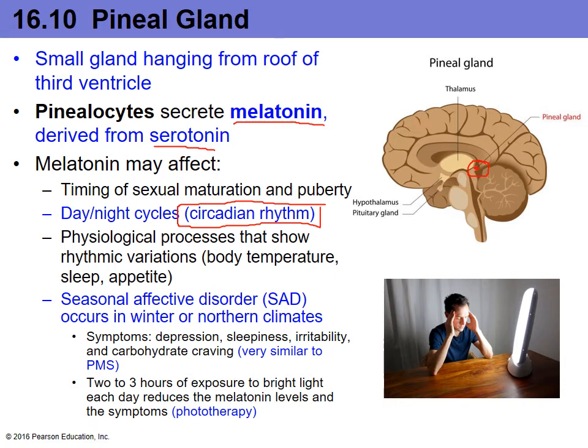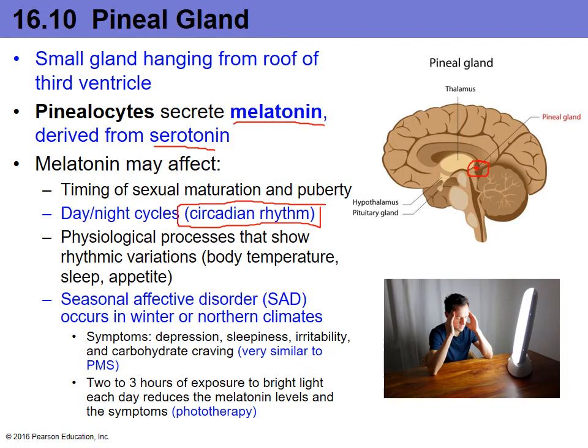Now, what we also see is that the pineal gland also plays a very important role in sexual maturation and puberty. We have seen that in different animal groups, it will regulate the sexual reproduction cycle. And if there are any issues with the pineal gland or its secretion, you usually see that it will affect the timing of sexual maturation and puberty. So it also plays a role in that.